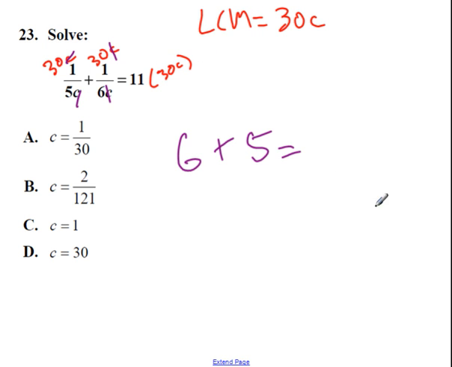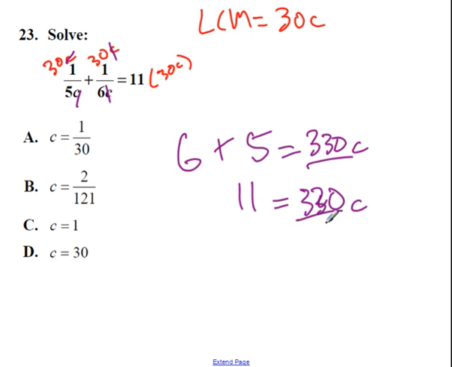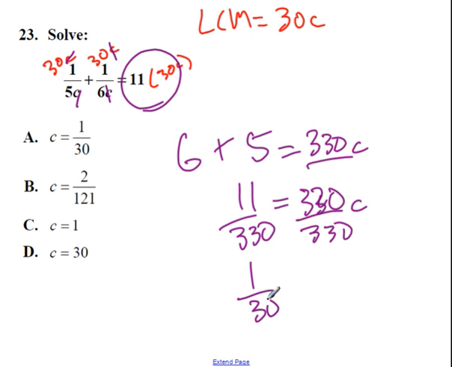Here we're going to multiply. 11 times 30 is 330C. That's 11 equals 330C divided by 330. Hey, what goes into 11 and 330? Well, 11 does, because that's how we made the 330. So that's going to be 1 over 30. I don't know that it's going to work out like that exactly on your real one, but that's just how this one kind of did.